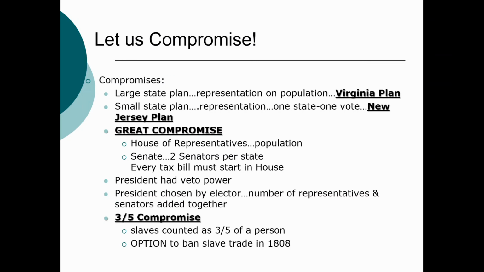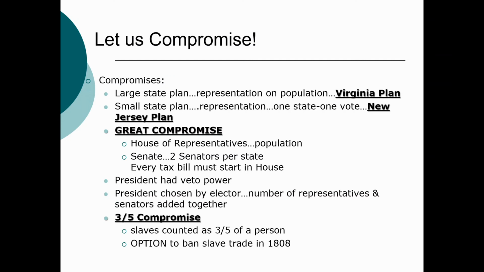So the small state plan will be created by New Jersey. It's called the small state plan. This wanted a legislative branch where one state had one vote, similar to the Articles of Confederation. What's going to happen is Madison, in one of his brilliant moves, realized that there does need to be compromise during this time. They're going to create a bicameral legislature, which has the House of Representatives, the lower branch based on population, and the Senate, the upper branch based on proportion. They'll have 2 senators per state, and the House will be based on population.